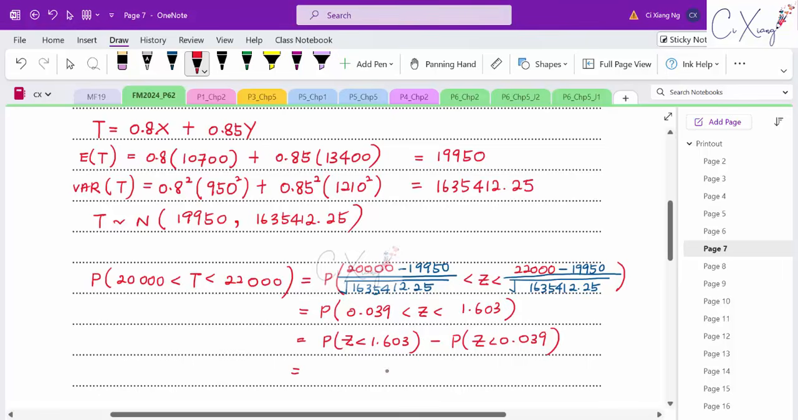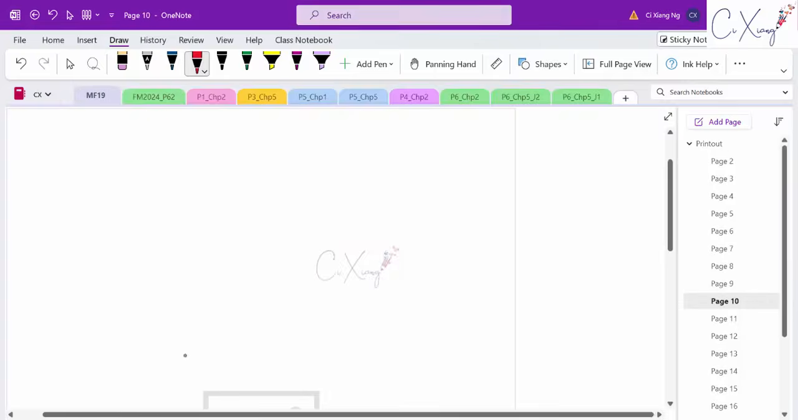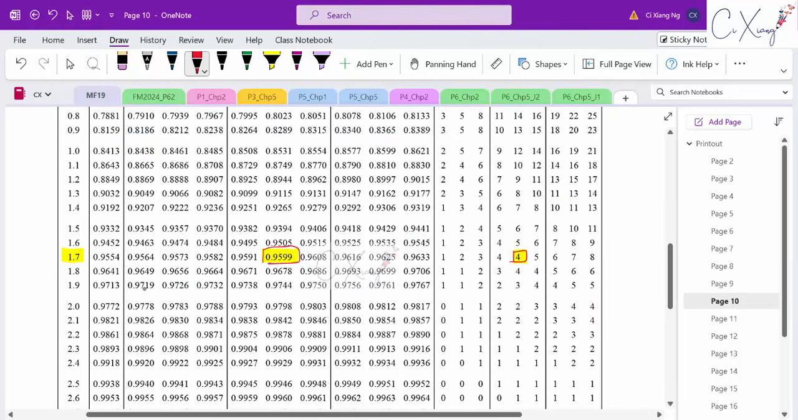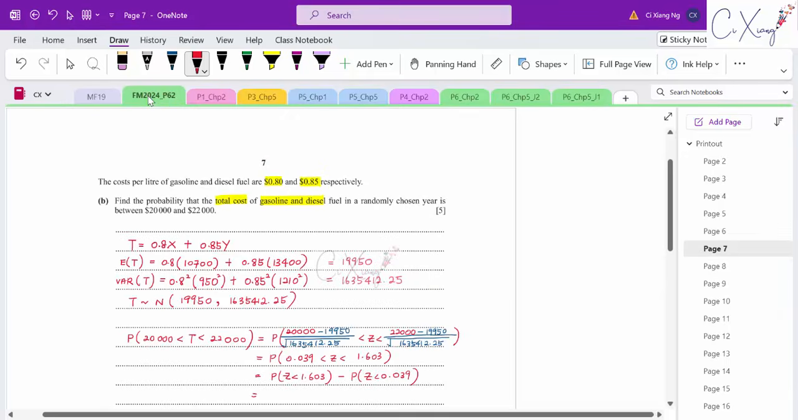Okay, so I'm having Z smaller than 1.603. Go to the table, looking for 1.603. 1.60 is this one, and then you need to add the 3, this 3 at the back. So add the 3 at the last digit of 9452. So from here you should get 9455, that is 0.9455.